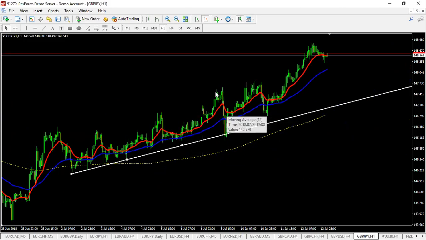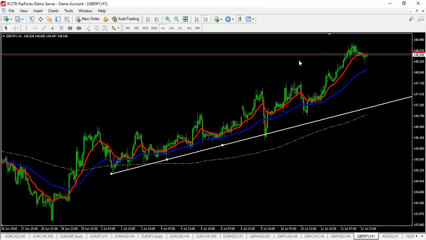Even with this major drop right here, I don't know what happened that caused a drop like that, but that was huge. Even with that, it just barely breaks it, and it just falls right back into line and just keeps going, keeps going.